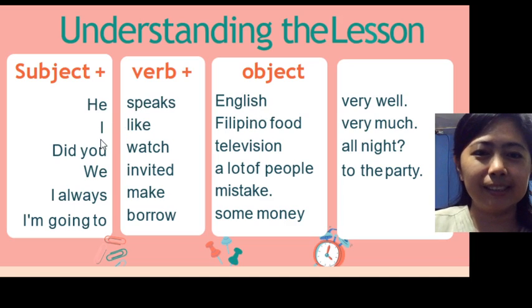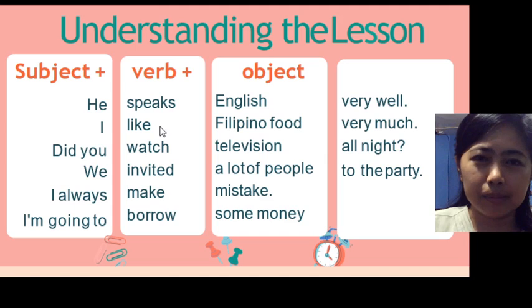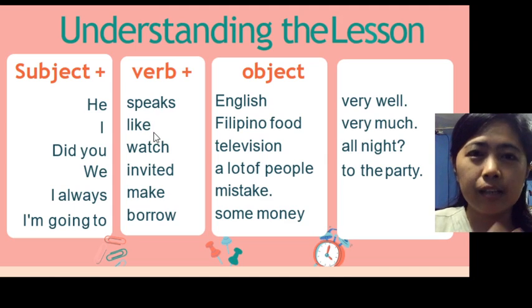Next sentence: I like Filipino food very much. I, subject; like, verb; Filipino food, object; very much. So you can ask, what do I like? I like Filipino food. So this object describes or tells you about the verb. Yes, that's the function of the object in the sentence.